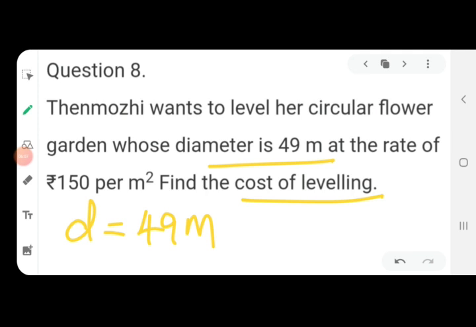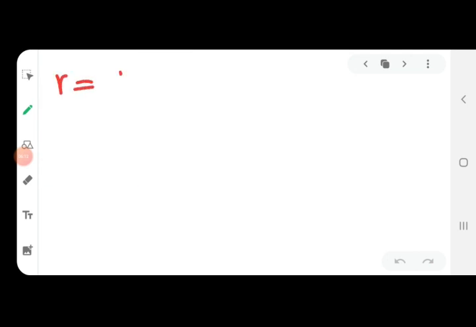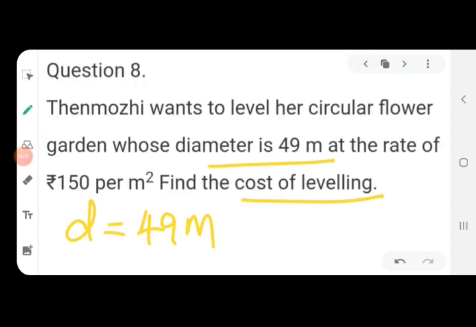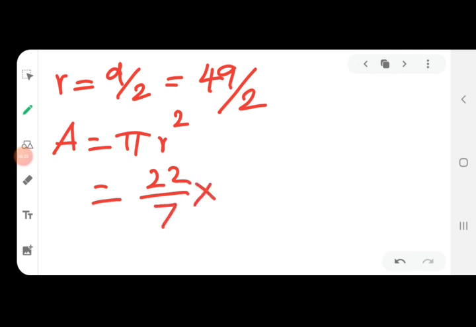Okay. Now D equal to 49 meter. So what is our R? Very simple. Our R equal to D by 2, that is 49 by 2. So keep it as it is. We have to find the area first. So A equal to pi R square. Instead of pi we can substitute 22 by 7. R square means (49 by 2) square, that is 49 by 2 into 49 by 2.